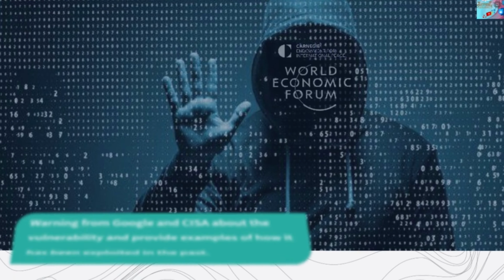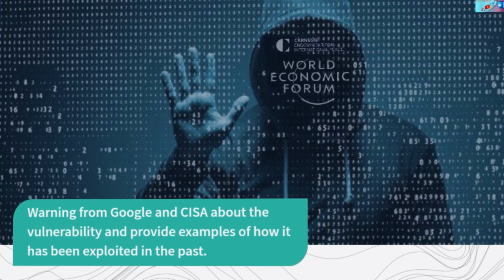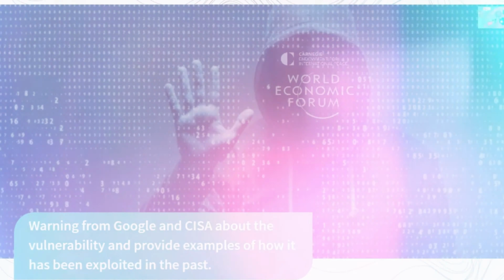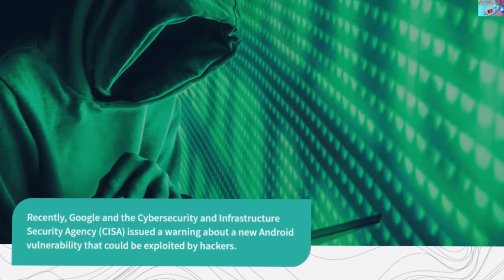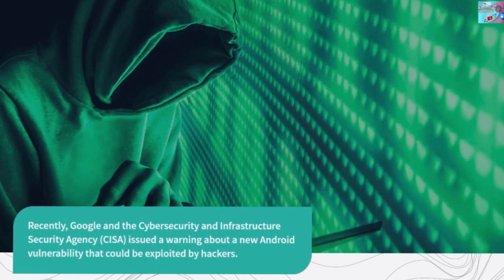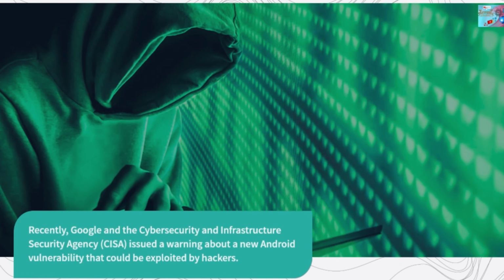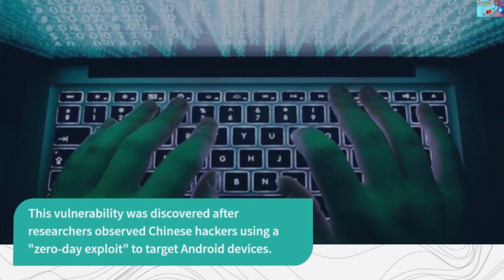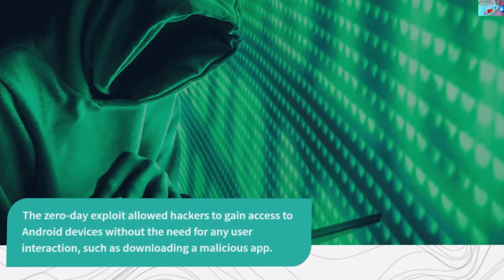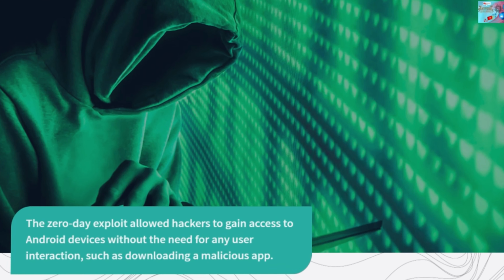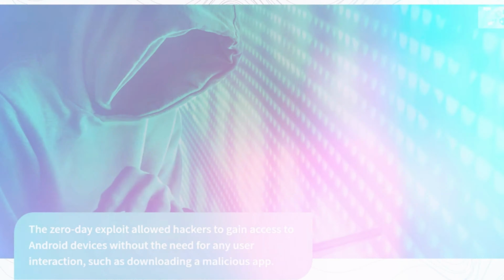Warning from Google and CISA about the vulnerability, and examples of how it has been exploited in the past. Recently, Google and the Cybersecurity and Infrastructure Security Agency, CISA, issued a warning about a new Android vulnerability that could be exploited by hackers. This vulnerability was discovered after researchers observed Chinese hackers using a zero-day exploit to target Android devices. The zero-day exploit allowed hackers to gain access to Android devices without the need for any user interaction, such as downloading a malicious app.